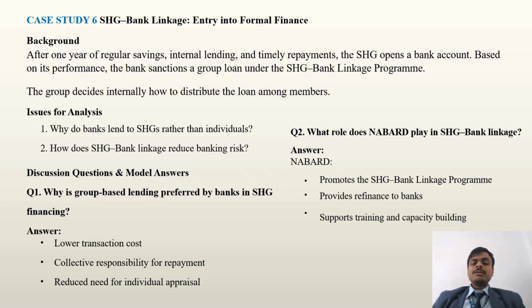Question number 1. Why do banks lend to SHG rather than individuals? They lend to SHG because of lower transaction cost, group takes collective responsibility, less paperwork for banks, reduced risk. Question number 2. How does SHG bank linkage reduce banking risk? Groups monitor repayment. Bank deals with one unit instead of many. Past saving record shows discipline.